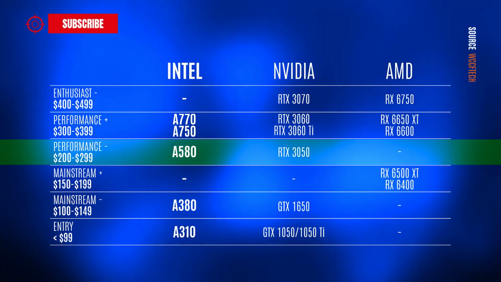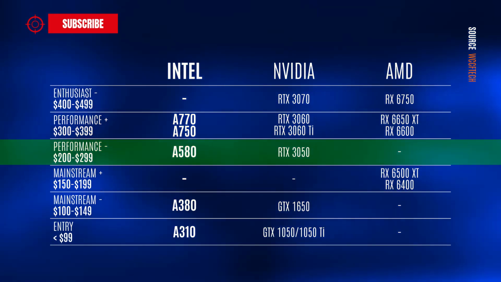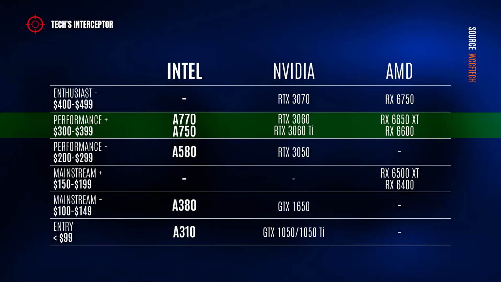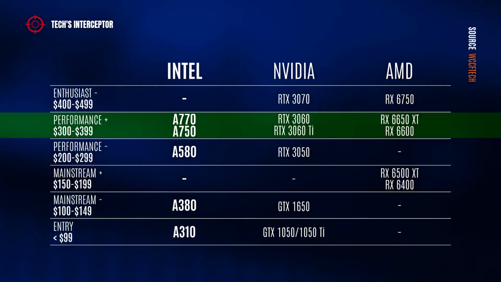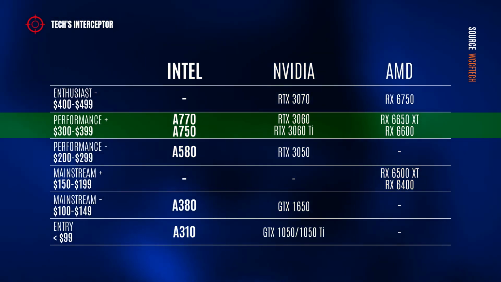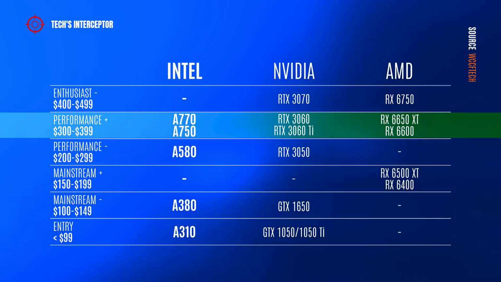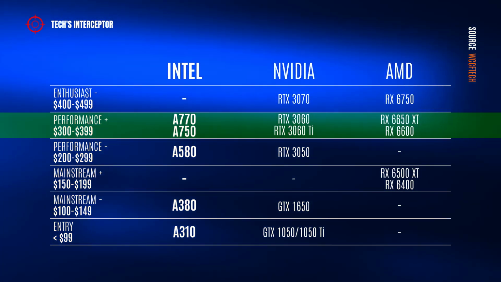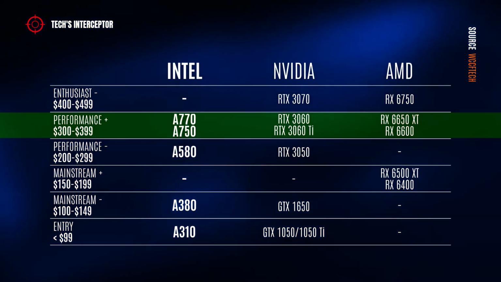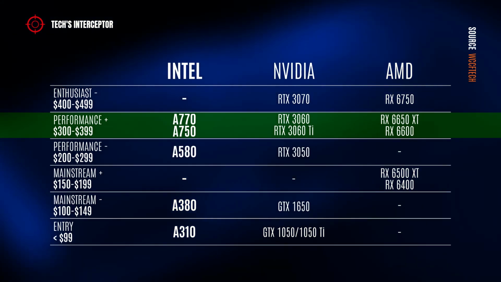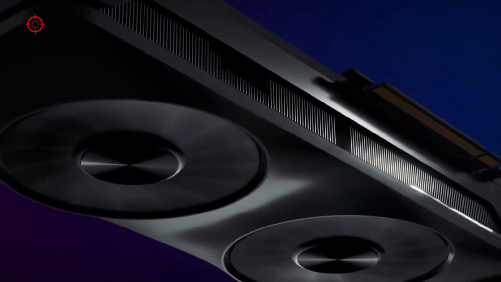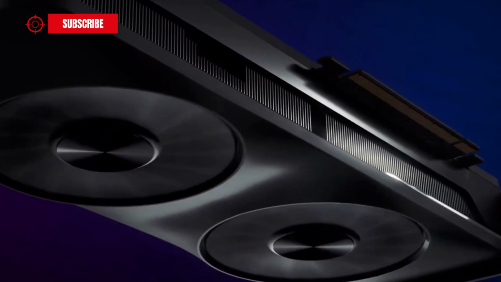In the performance minus bracket, with a price band between $200 and $299, there is the A580, and it will have to face the NVIDIA GeForce RTX 3050. Continuing, we find the performance plus level, including a minimum of $300 and a maximum of $399, where the remaining graphics cards take place, the A750 and the A770. These will go against the RTX 3060 or Radeon RX 6600, and the 3060 Ti or Radeon RX 6650 XT respectively, although the new SKUs are indicated in a price range and do not have a specific price.